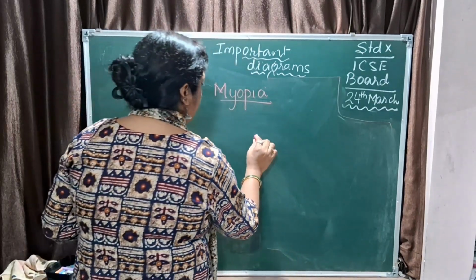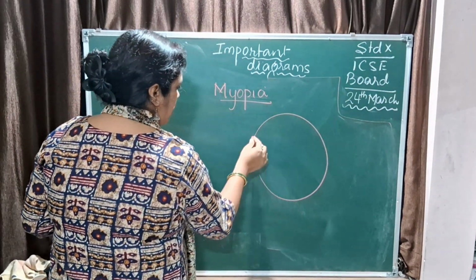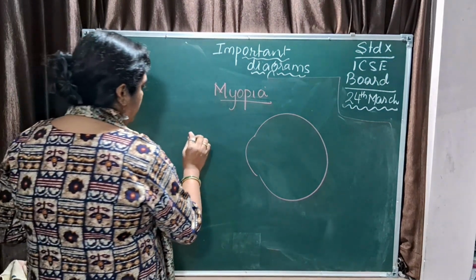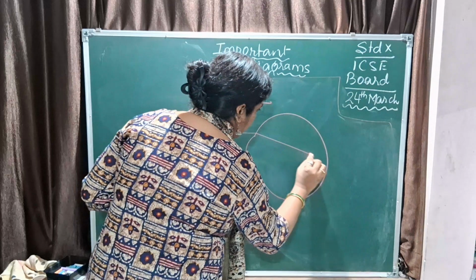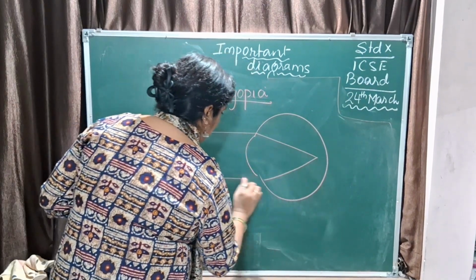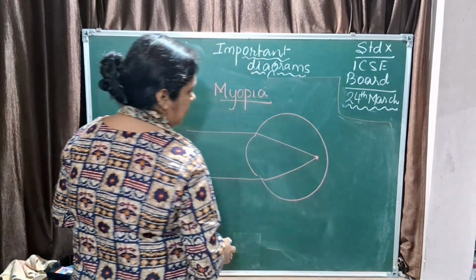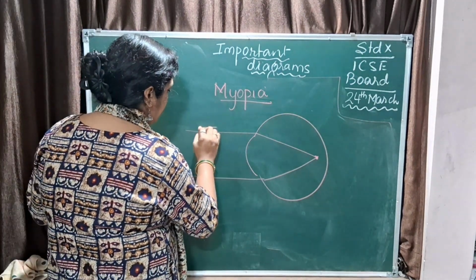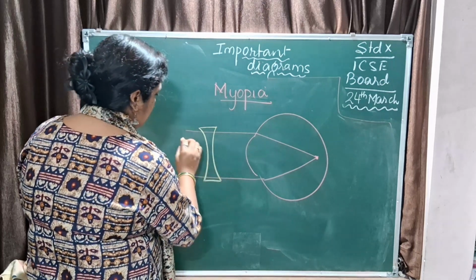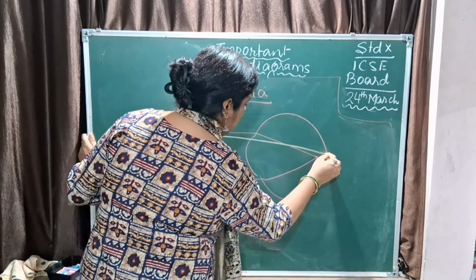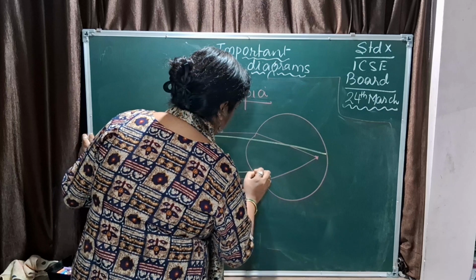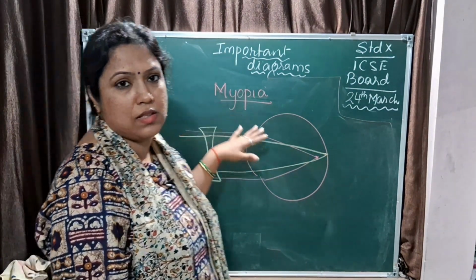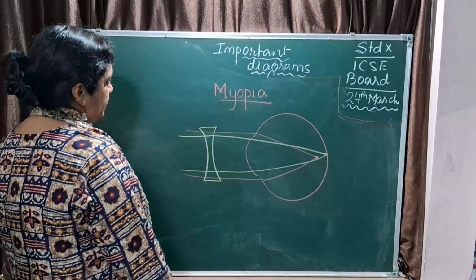So here, draw the eye diagram, and what happens in myopia, the image is formed in front of the retina, and how it can be corrected is by using a concave lens. The image is formed on the retina. So this basic diagram of how the correction is done can be asked in the exam.